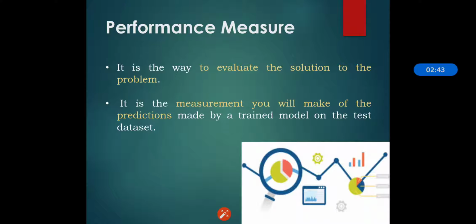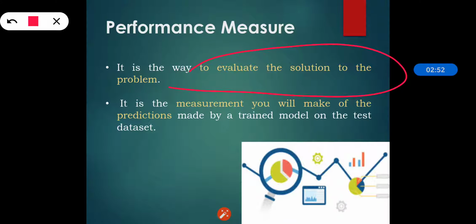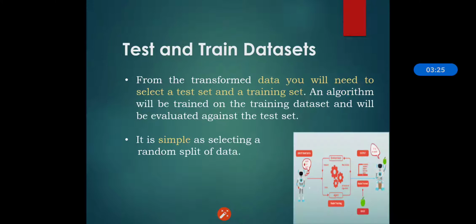The next main part of designing the machine learning algorithm is the performance measure. The performance measure is the way to evaluate the solution to the particular problem. It is the measurement you will make of the predictions made by a trained model on the test dataset. It is basically a way of evaluation, and the evaluation is done for the solution of the problem. It typically measures the class of the problem that you are working on. There are actually many standard measures that you can choose from, and because of that we can find or adapt one that best fits the requirements of the problem being solved. So that is the performance measure.